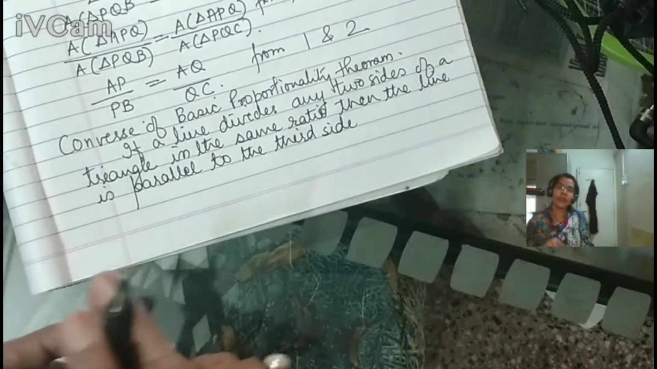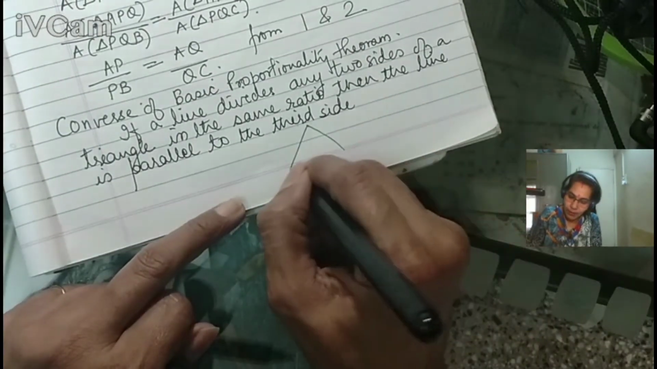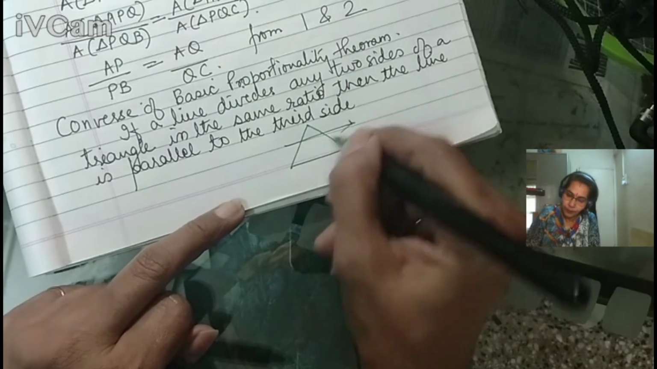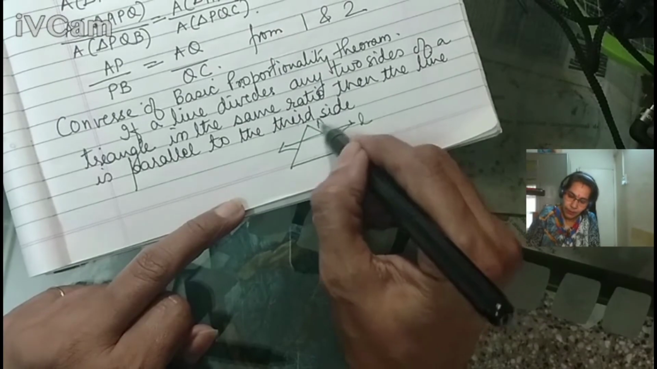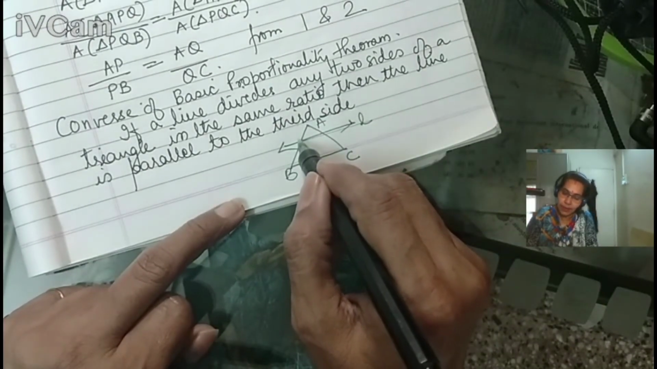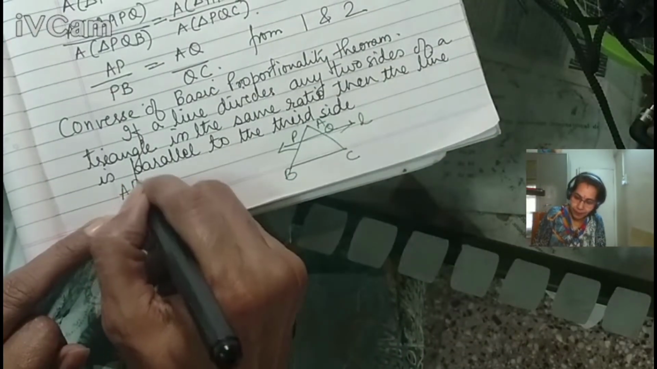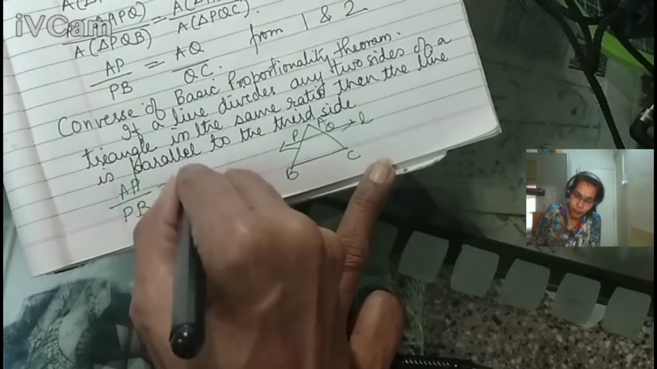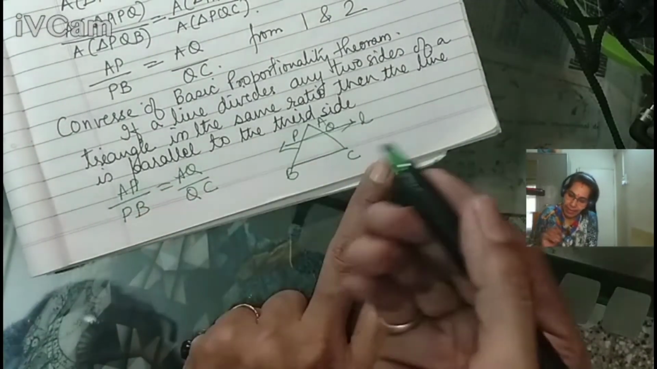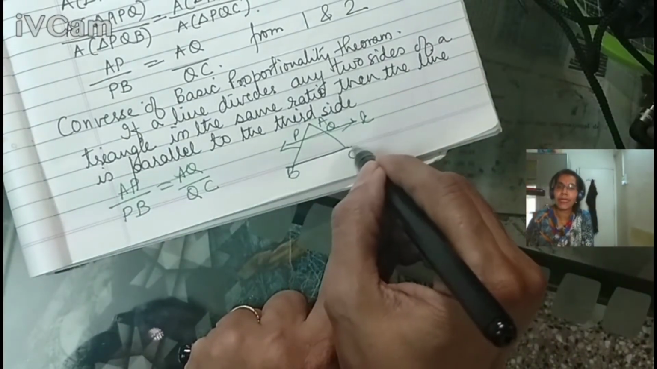Converse is generally used for solving the sums. What I mean to say in the converse is, a line divides the triangle in the same ratio. That means I have given here AP upon PB is equal to AQ upon QC, and therefore line L is parallel to BC.